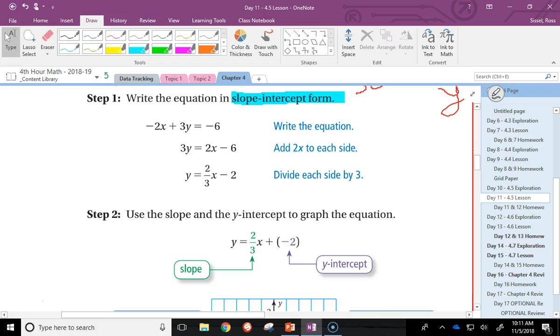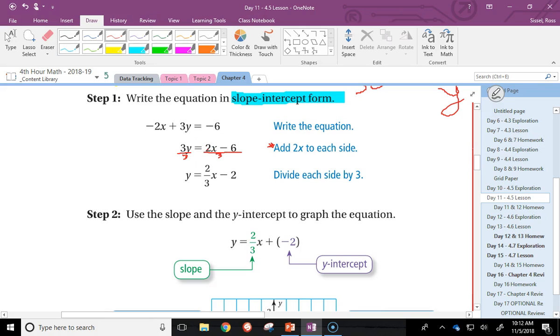To solve for y, just like our warm-up, they got rid of the negative 2x. So we added 2x. We did this step. We added 2x, so we got 3y equals 2x minus 6. Well, I don't want to know what 3y is. I want to know what 1y is. So we divide by 3. And I'm going to show this one because they didn't do that. When I divide by 3, I will just get y by itself.